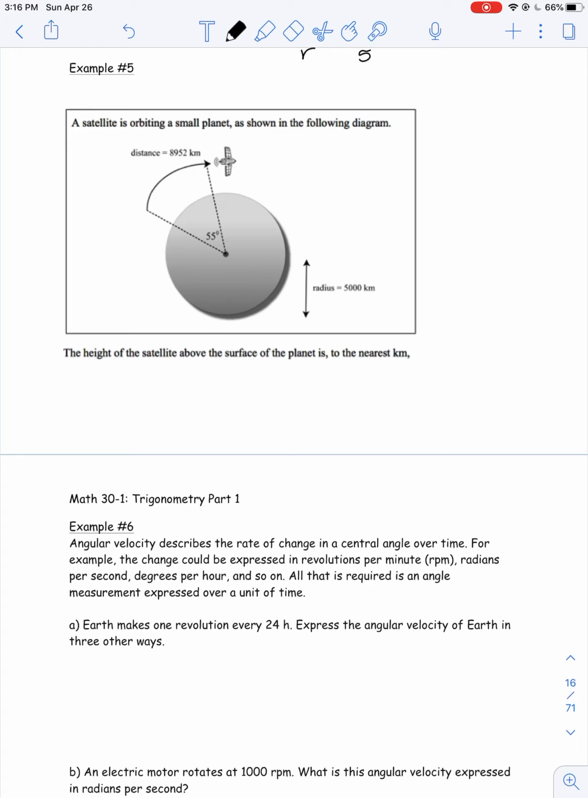Example number 5. They're giving us that the distance of the arc is 8,952 kilometers, and we know that the 55 degrees is that angle. If we want to find out the height of the satellite above the surface of the planet to the nearest kilometer, we need to start by finding the radius.